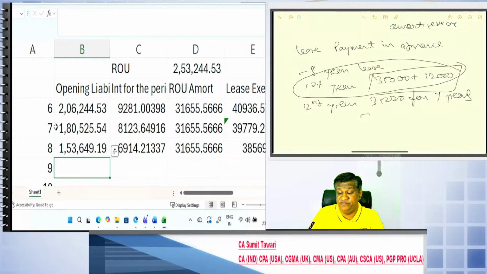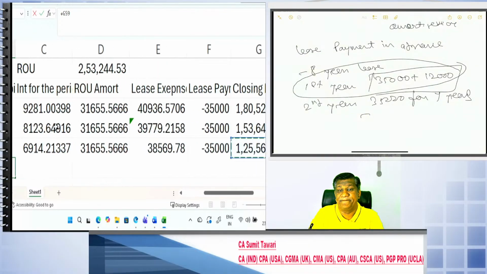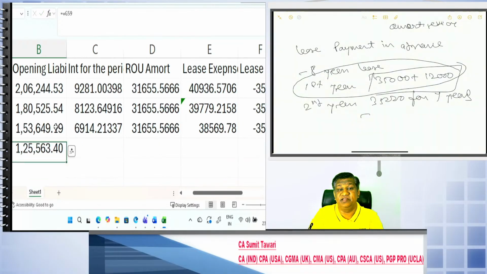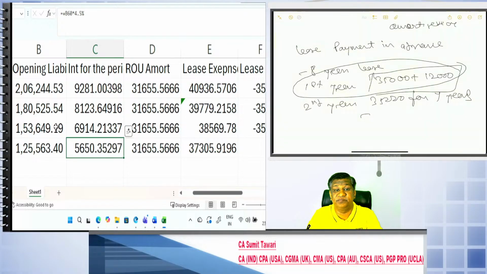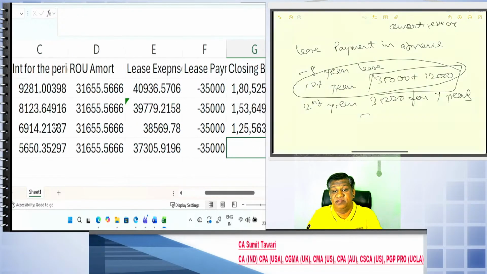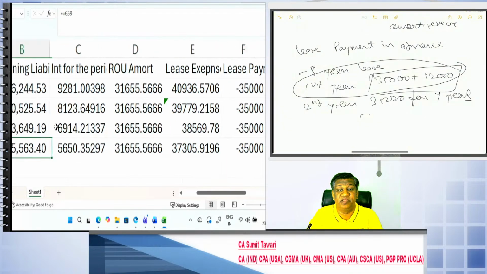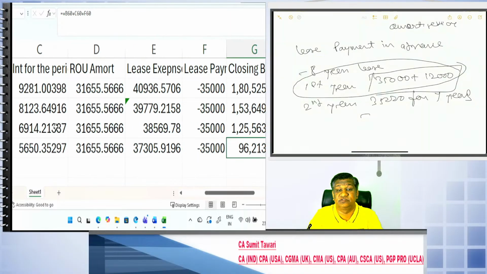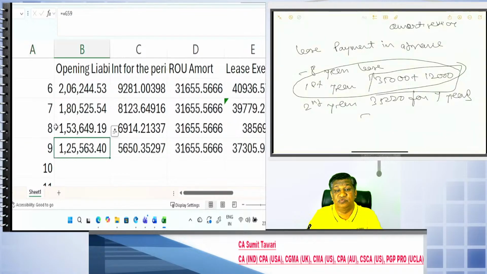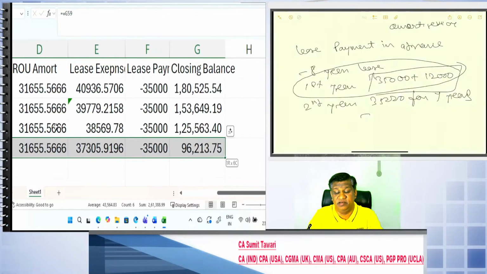Okay. The same way again, this is my closing lease liability. I calculate the interest and the ROU amortization; lease expense is ROU amortization plus interest for that period. I paid the lease payment, and the closing liability is again opening liability plus interest minus 35,000, which is 96,213. So I now just do the copy paste for the remaining periods.